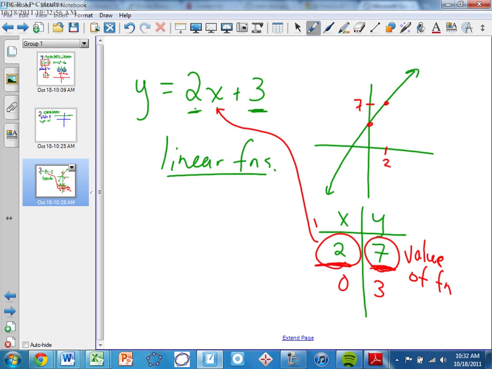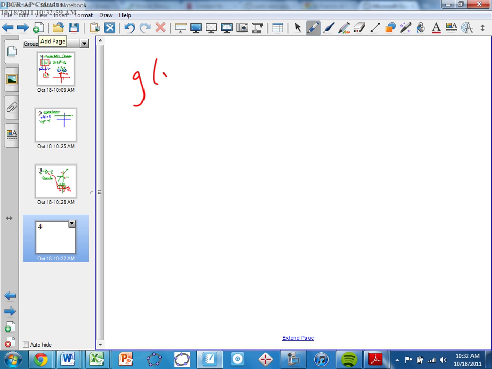Next, if we have something like g of x now. Again, it does not matter what I call it. It just means some function of x. Now, take a look at this one. What do we call this? Does anybody remember? Quadratic. Quadratic because of this x squared right here. This is a quadratic function.